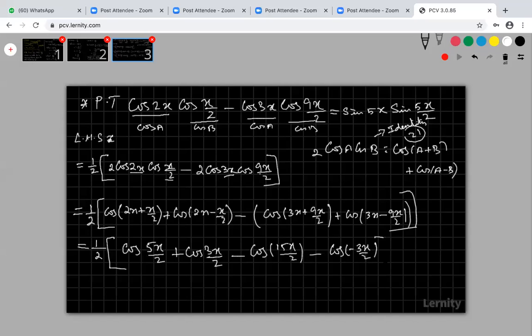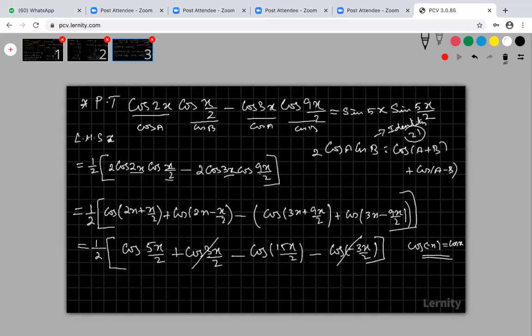Please try to understand, I am just simplifying. But we know that cos of minus x is equal to cos x only. This is an identity, please note that second identity. Very simple identity: cos of minus x is cos x. Therefore, cos of minus 3x/2 is nothing but cos of 3x/2. So I can cancel these two because both are the same. Here it is in plus, here it is in minus, therefore these two get cancelled.